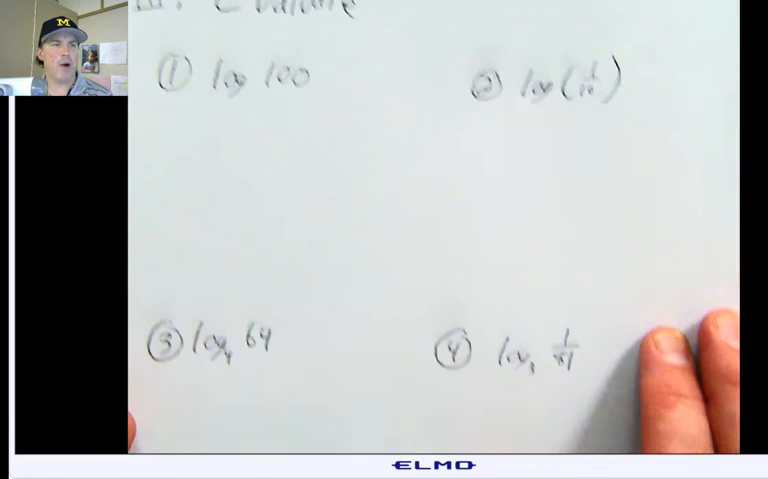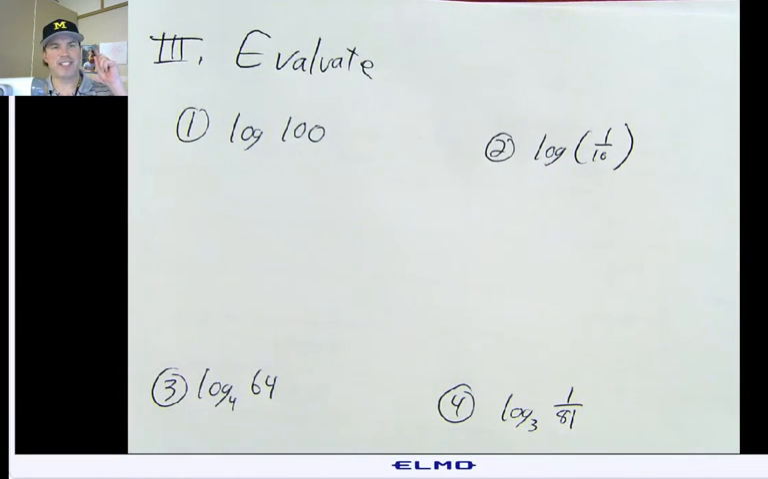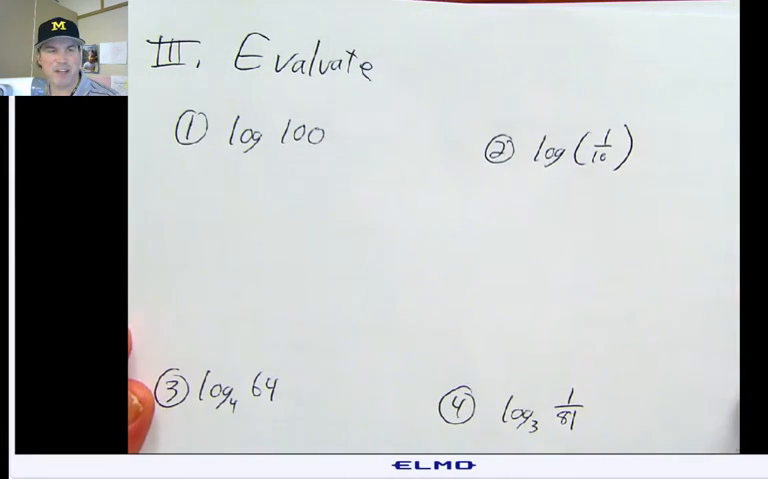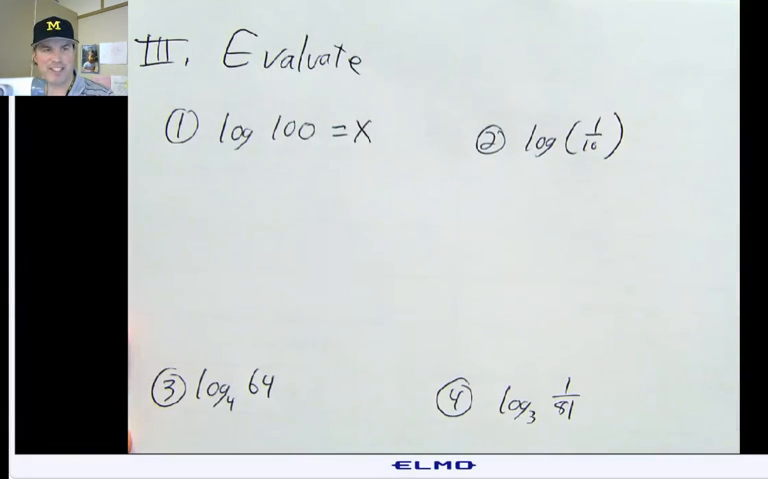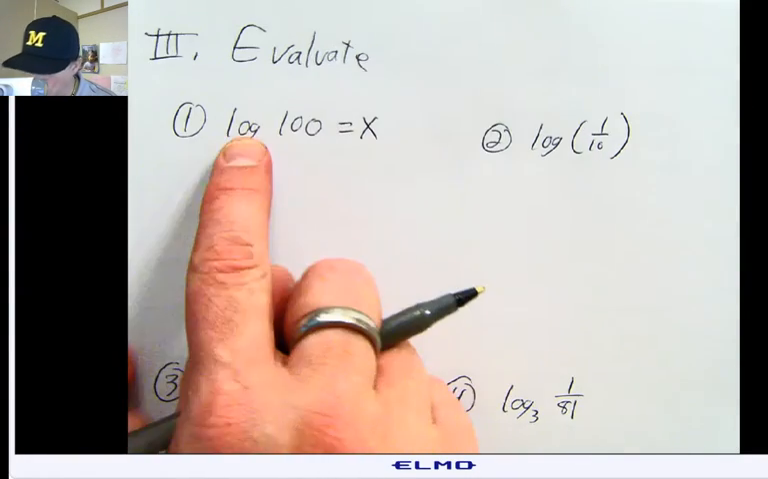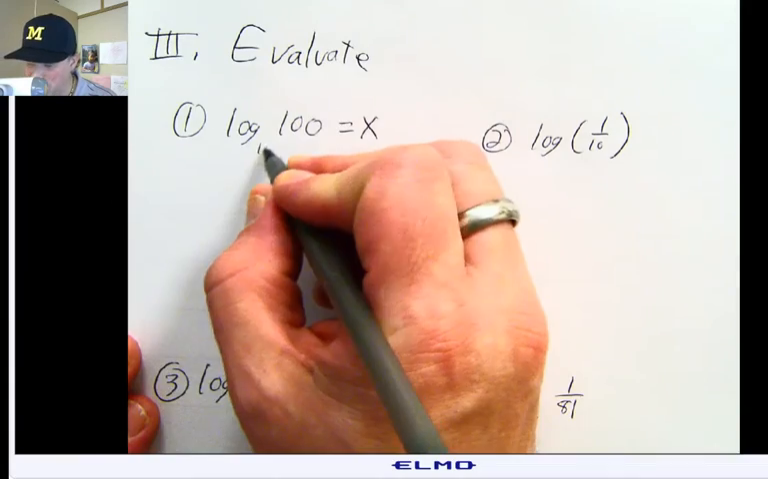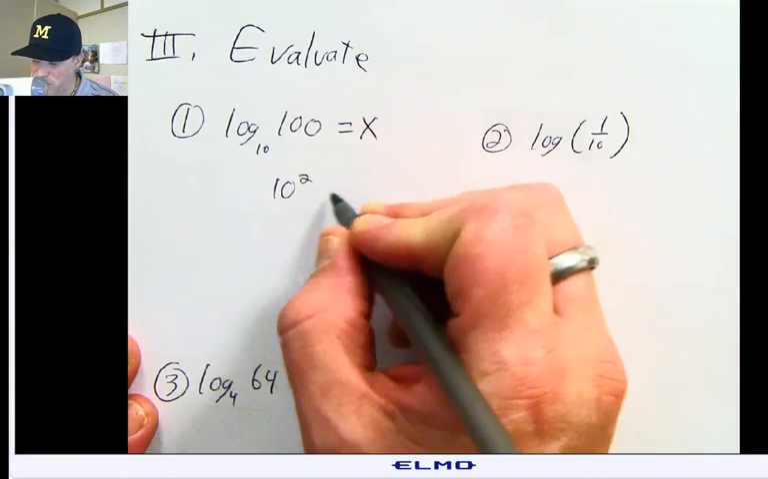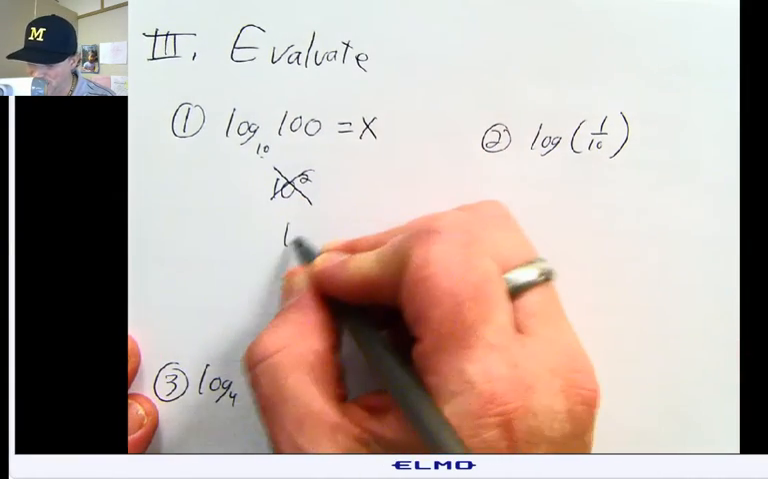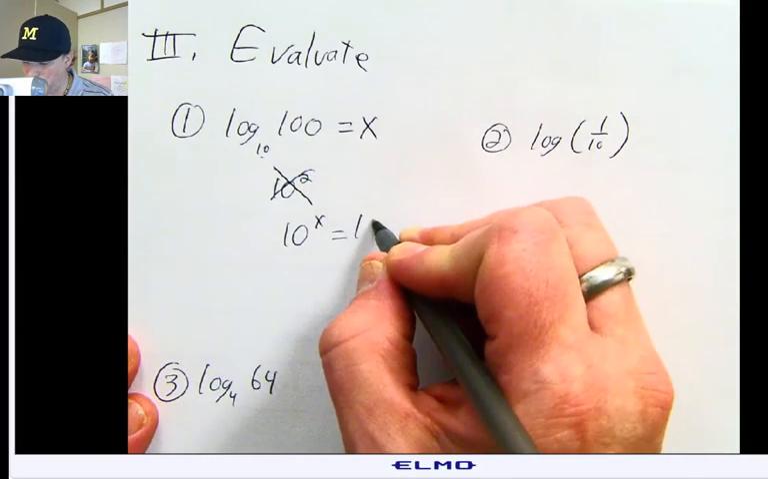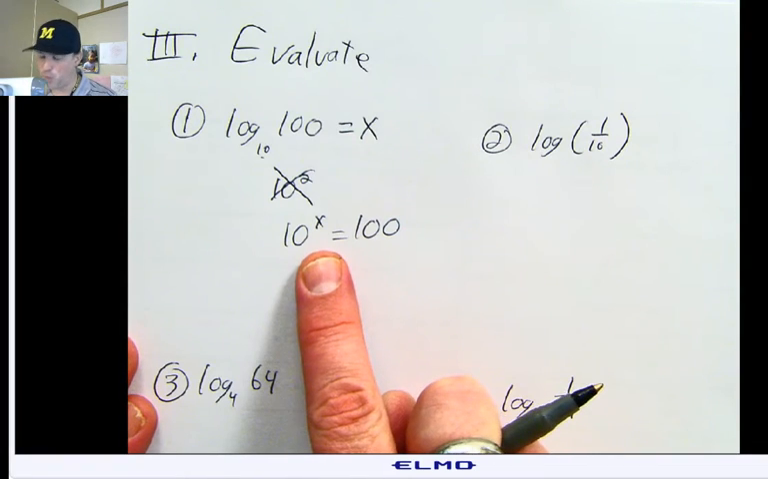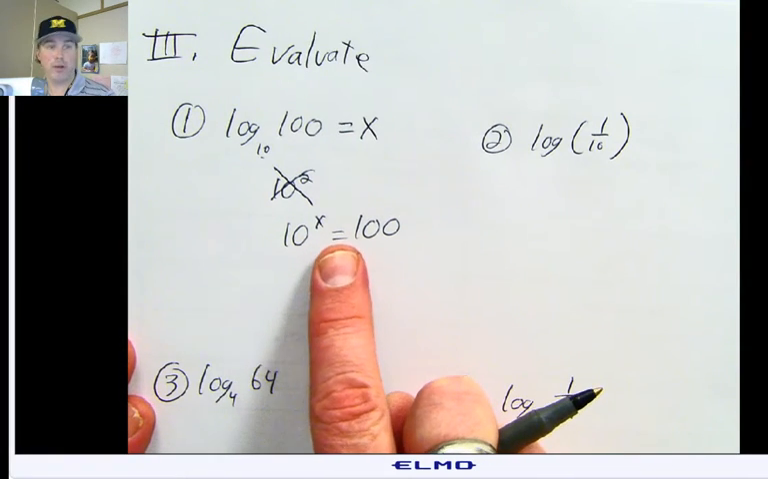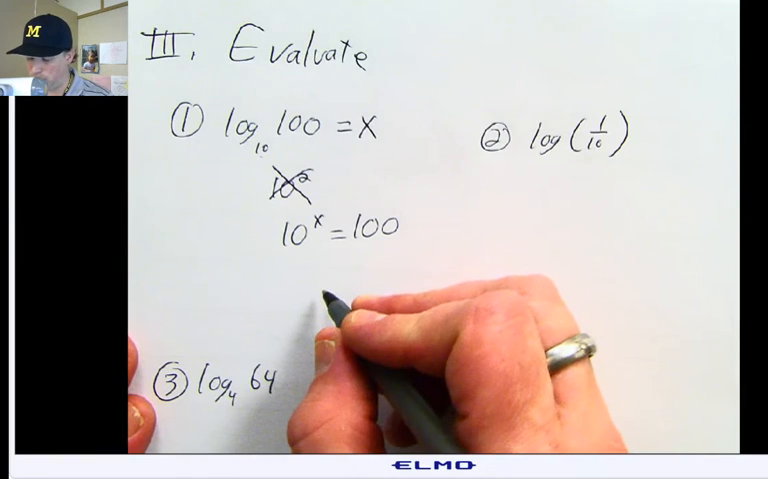Okay, so now evaluate. This is the most important problem out of this lesson. They're going to give us this, and we're just going to have to figure it out. In this case, I have this x, and there's no number there, but we do know that it happens to be a 10. So 10 to the x equals 100, b to the y equals x. So what number allows this to be true? 10 squared is 100, so x equals 2.